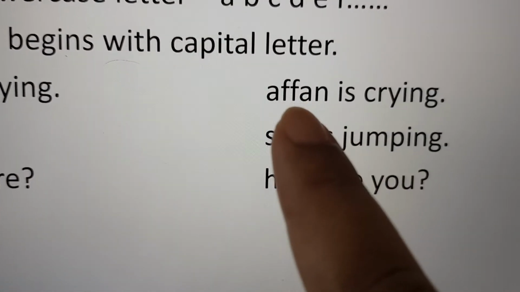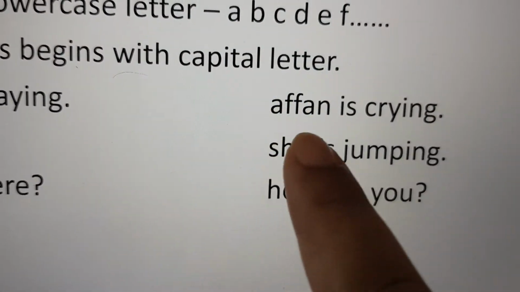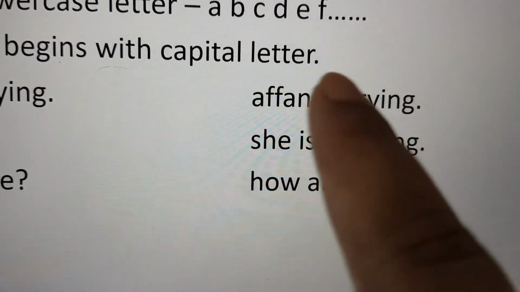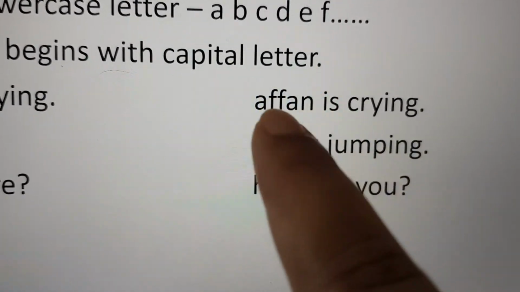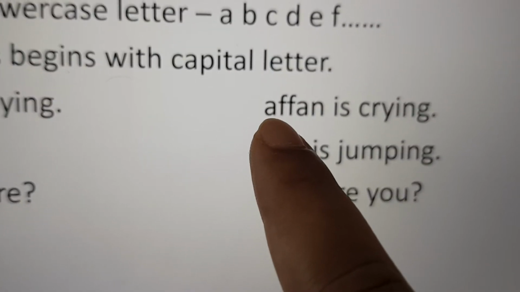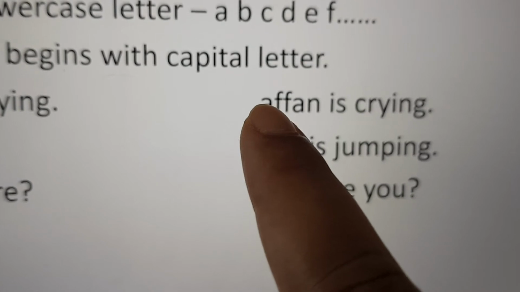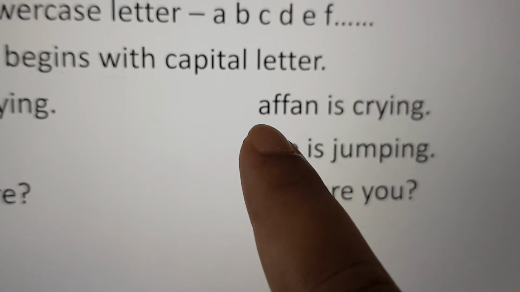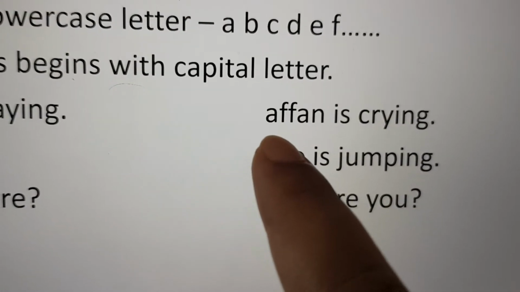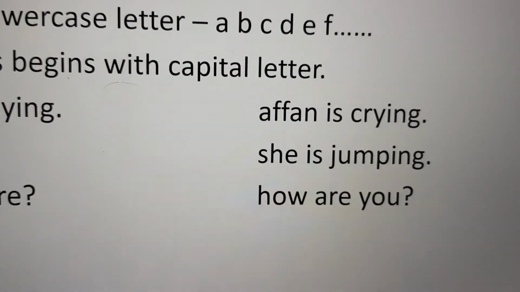Here you can see, Affan is crying. In this statement we have put a full stop. So where is the mistake? The mistake is Affan. The sentence begins with A, but the A is small. The sentence cannot begin with a small letter. A sentence should start with a capital letter. So A needs to be capital.